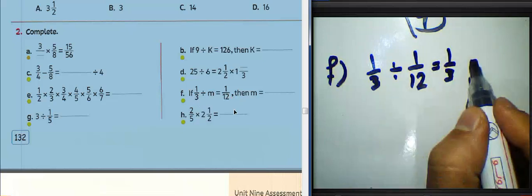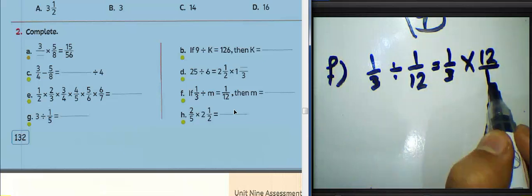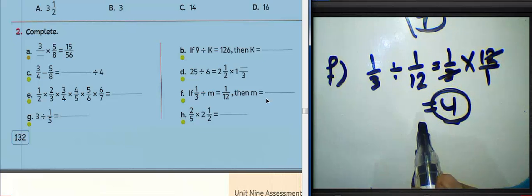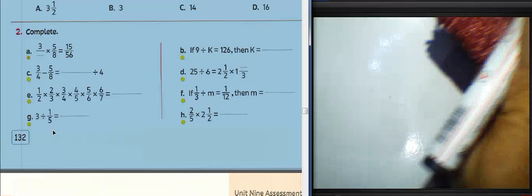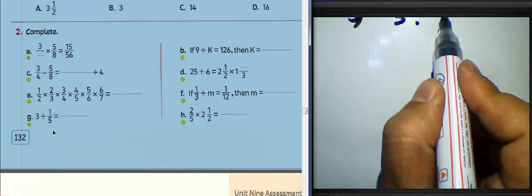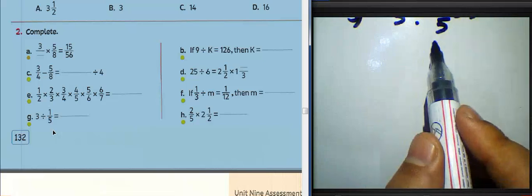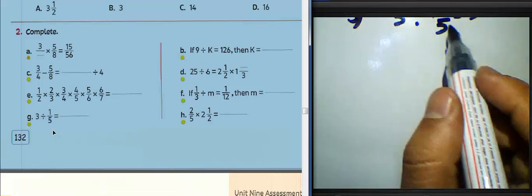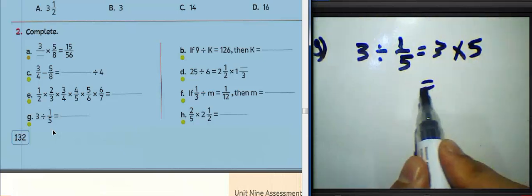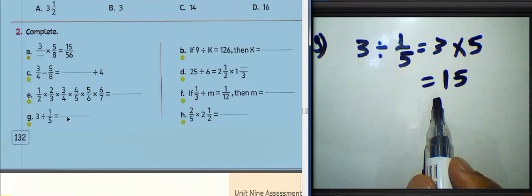Write 1 over 3, write multiplication here, and write 12 over 1. 12 divided by 3 equals 4. So we must write 4 here. Then m equals 4. We must write 4 in this space, my students. Okay, question letter G: 3 divided by 1 over 5. It's very easy, my students, because we will convert from division to multiplication. It will be 5. 3 times 5 equals 15. We must write here 15.